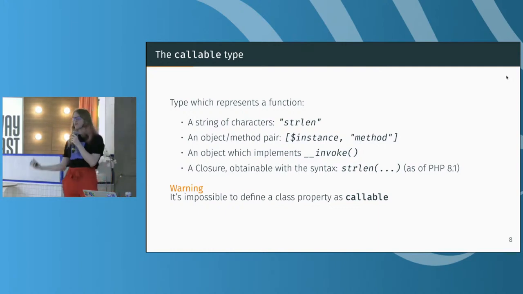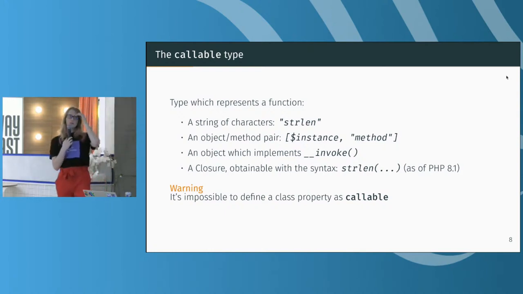It can either be a string of characters, so the function strlen. If you assign strlen to a variable, you can actually call the strlen function. Or an object method pair in an array, where the first argument is the instance of the object you want to call the method on, and the second argument is the method.